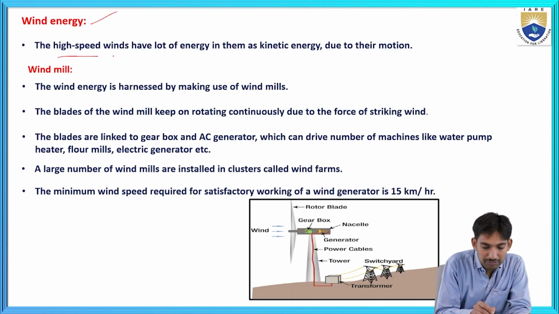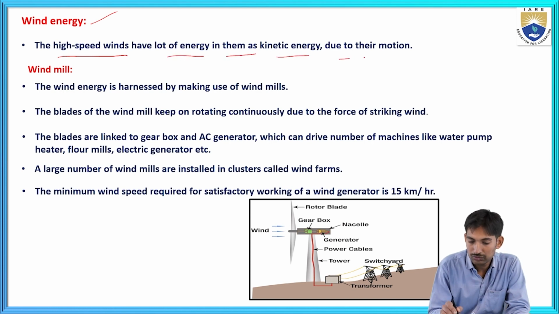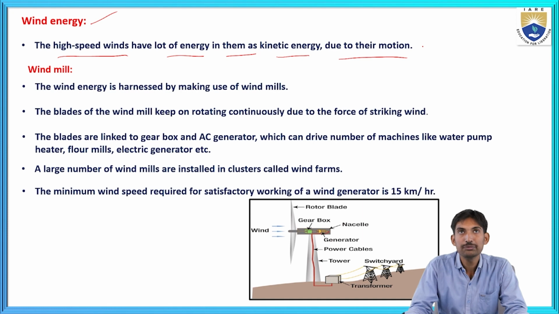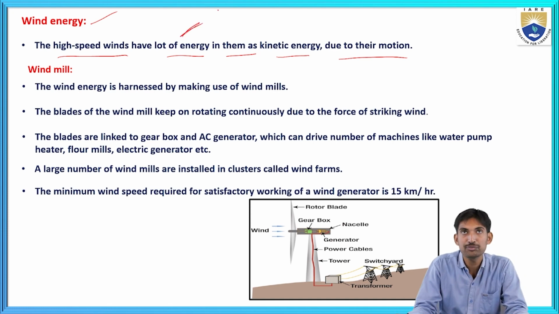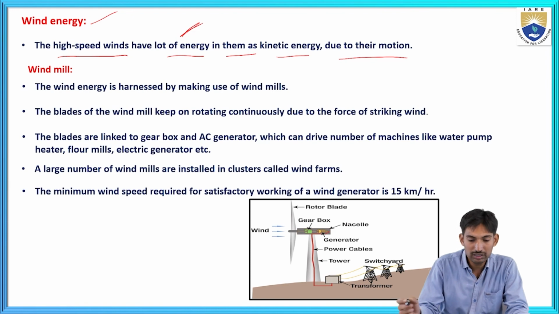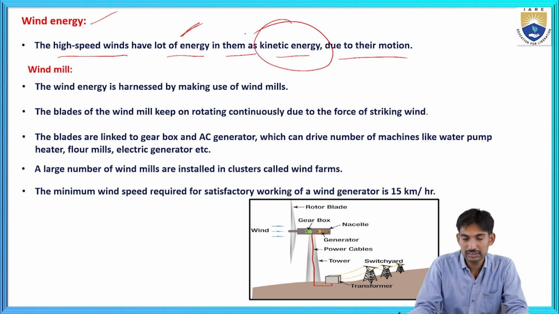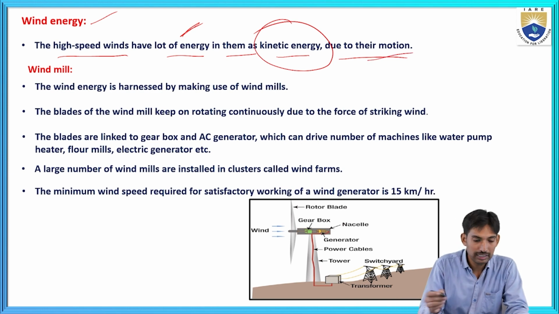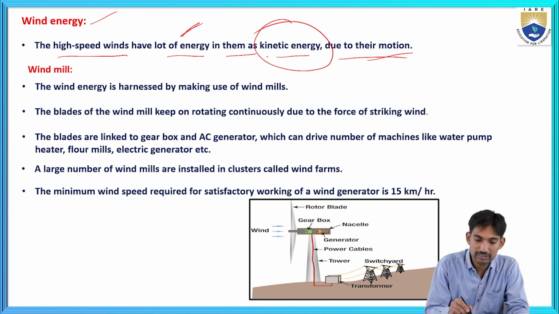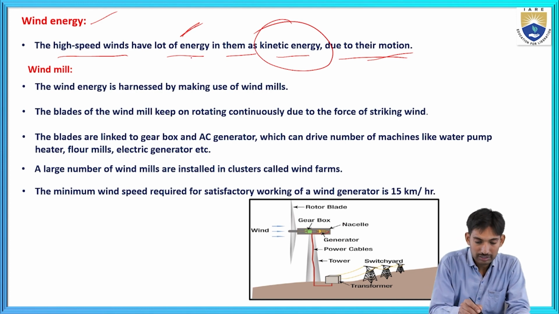High-speed winds have a lot of energy in them as kinetic energy due to their motion. Due to the motion of the wind, high-speed wind contains high kinetic energy. That's why it will produce a lot of energy.